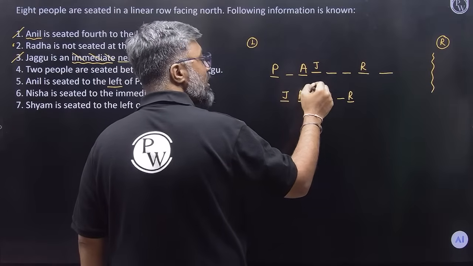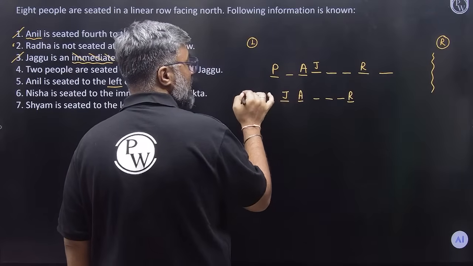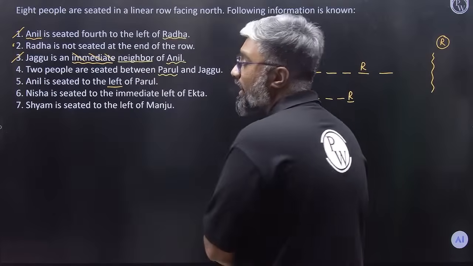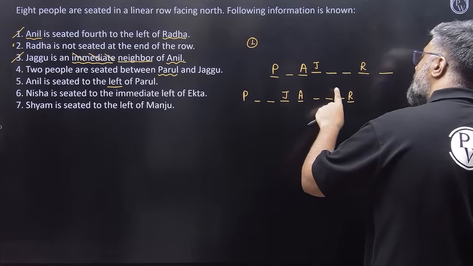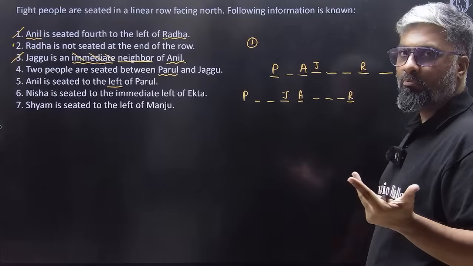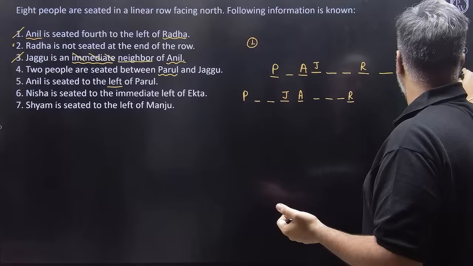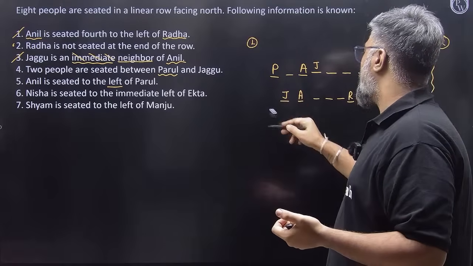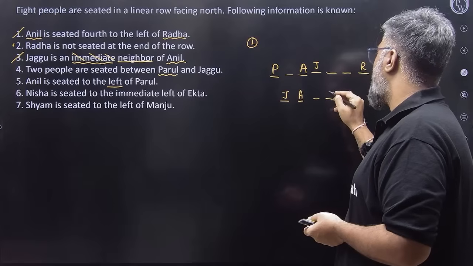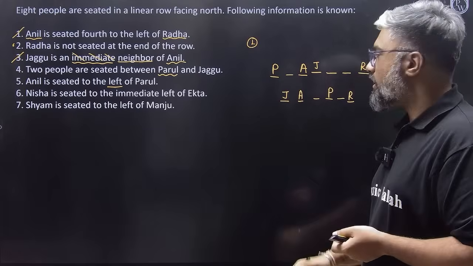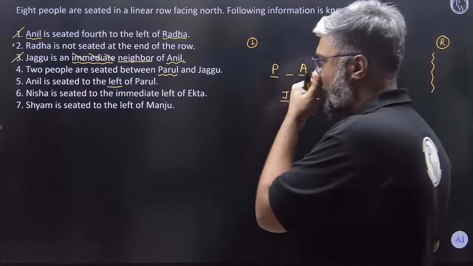Jaggu, 1 and 2, Parul works. If I place Parul here, there are 2 people between Parul and Jaggu, yes. Now see, 1, 2, 3, 4, 5, 6, 7, 8, 9. How is there a 9th seat? There can't be 9 seats. So we know that Parul has to be here: Jaggu, 1, 2, Parul. So we're still dealing with the same 2, 4, 6 seats only. 2 seats are still pending. We'll come to that in a while.